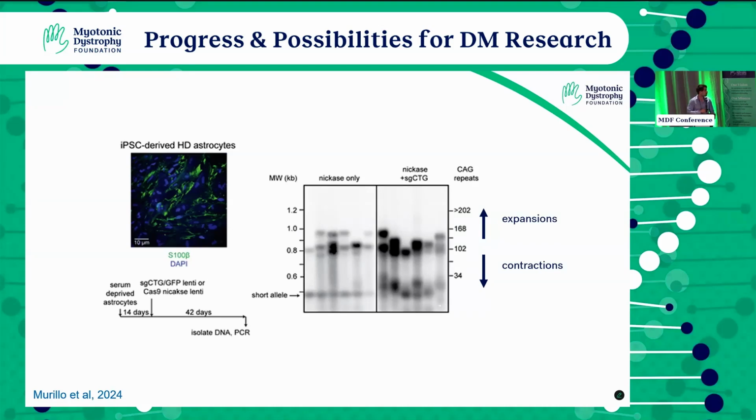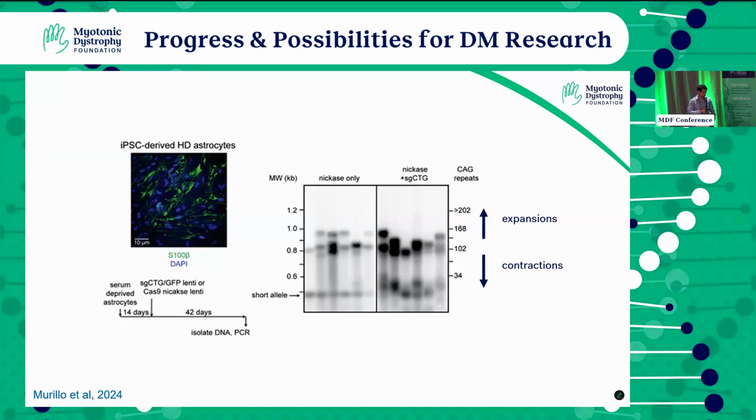And here we've done a small pool PCR. On the left, you have the nickase only. You do not expect any contractions because you don't have the guide. And on the right, you have the nickase plus the guide RNA. You can imagine a line there, and everything above is going to be expansion, and everything under is going to be contractions.